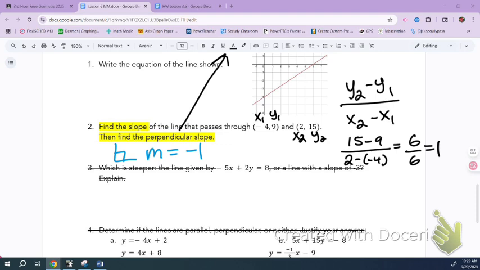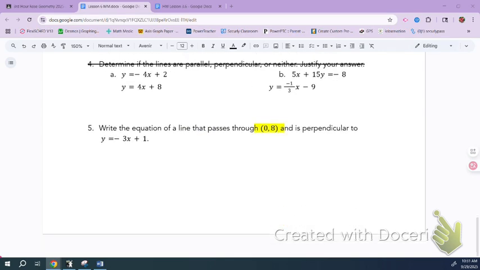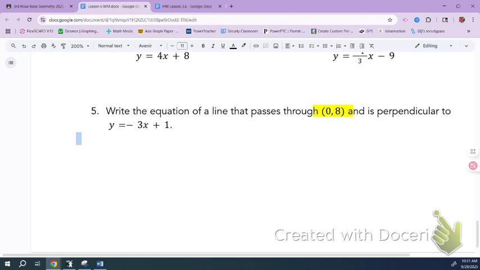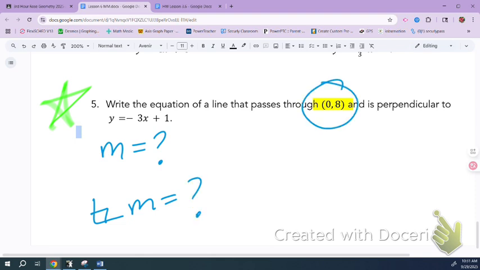Okay? Let's go try number 5. Number 5, write the equation of a line that passes through, I think we're going to have to change this point. My bad. It printed wrong. 0, 8. And it's perpendicular to this line. I highlighted it. It was a typo. Okay, this is what it looks like on your test. This is just like the test question. So turn and talk with your group first. What is the slope? What's the original slope? What's your perpendicular slope? What does 0, 8 mean? Turn and talk with your group.